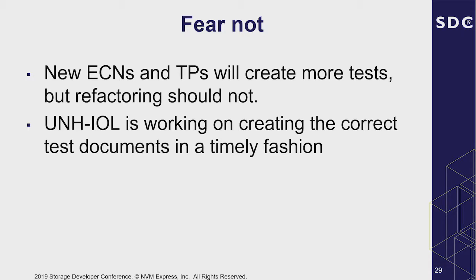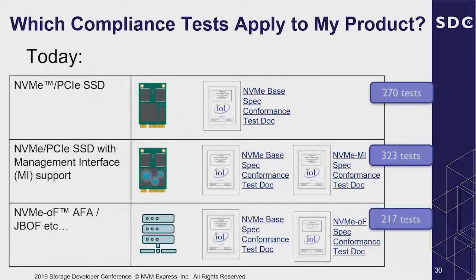So it's not the refactoring that's going to cause more tests. It's new TPs, which are new features. It's new ECNs, clarifications in the specification. Those kinds of things will create more tests, but the refactoring in and of itself will not. To illustrate that, I'm going to do another today and tomorrow comparison.